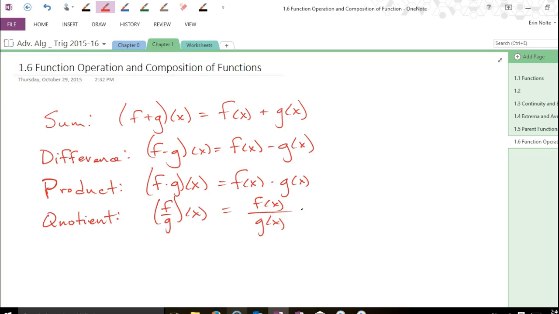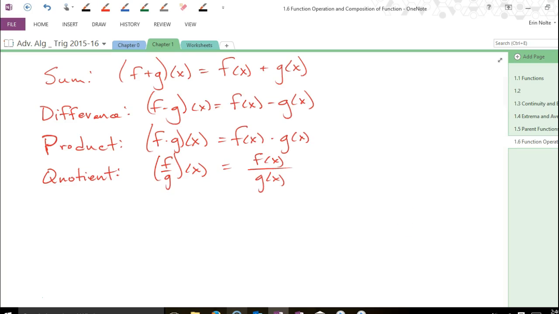So now let's do examples of it. Does x always go first? Nope. It depends on what they ask you to do. They could say find g of x minus f of x or whatever. It doesn't have to go in order. They're going to ask you to do something with the two given pieces of information.